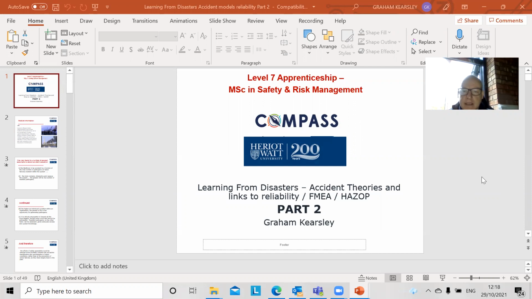Just going to start with accident theories, but then lead on to things around reliability, structural integrity, and also testing to finish off with this section.